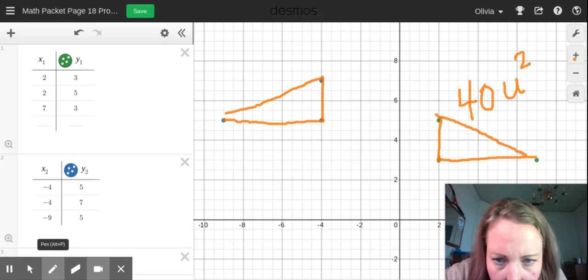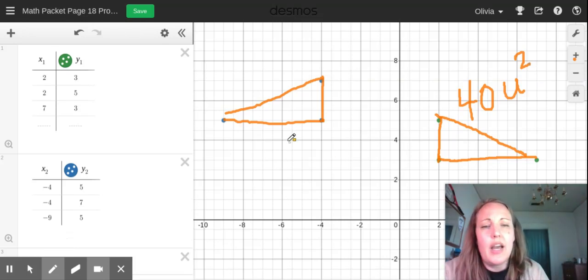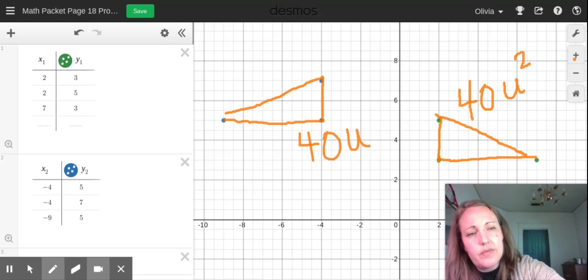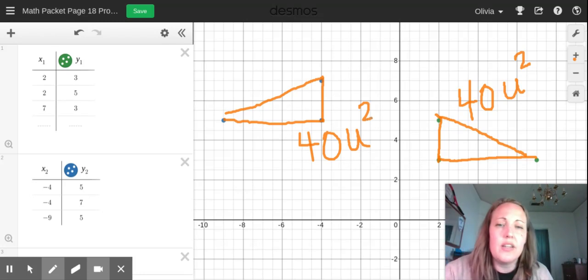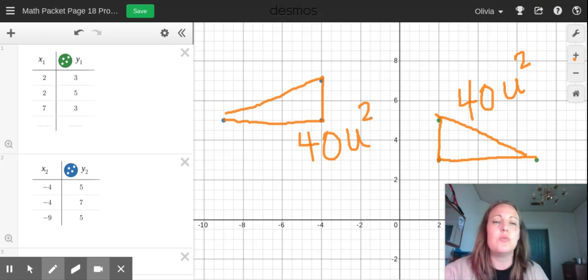Okay, so if we look at Stuart's, let's count the base of that. 1, 2, 3, 4, 5, 6, 7, 8, 9, 10, and the height 1, 2, 3, 4. They have created triangles that are congruent, 40 units squared. Now, the cool thing that you're going to focus on with this in 8th grade are transformations. And you can kind of see that there's a transformation that happened here, but it's actually a couple transformations. And here's what I mean.